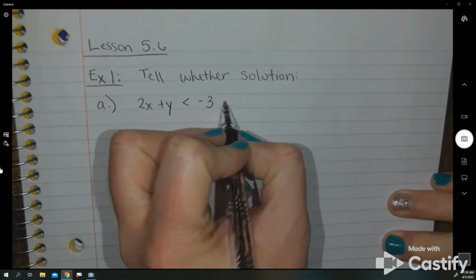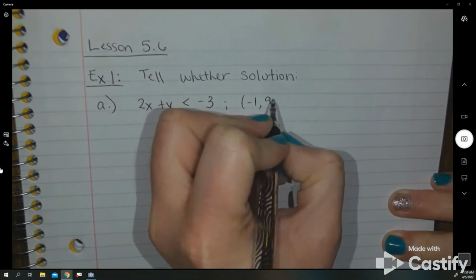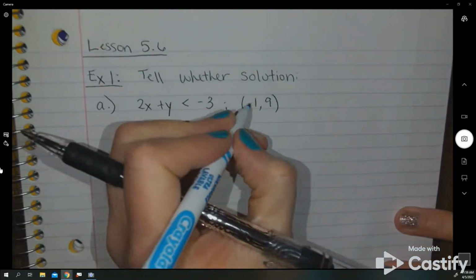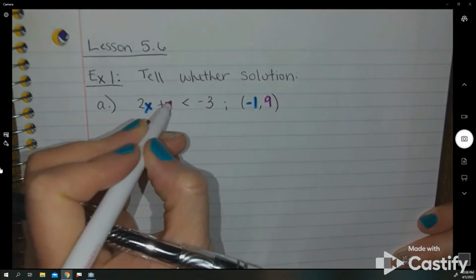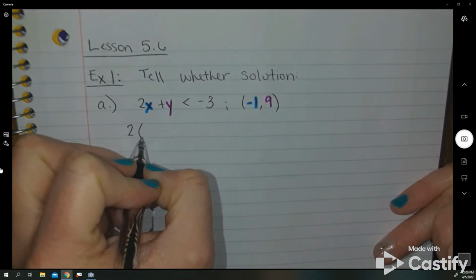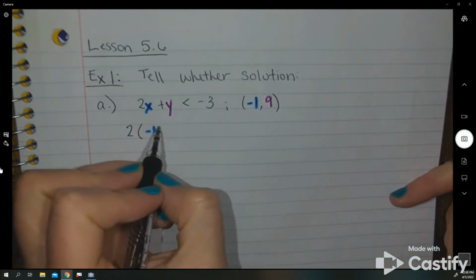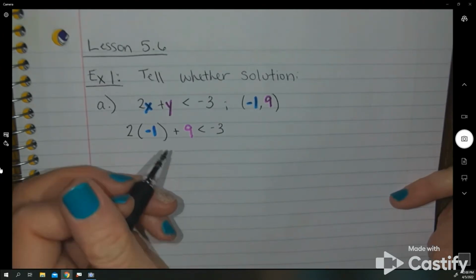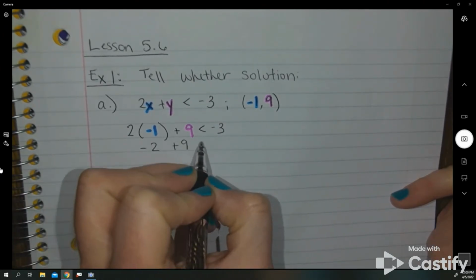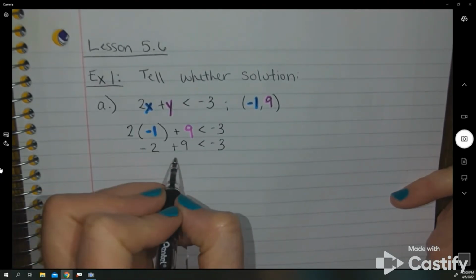So if I'm trying to test, I want to test to see if the point negative 1, 9 is a solution. So I'm going to plug in negative 1 for x, and I'm going to plug in 9 for y. So I have 2 times negative 1 plus 9 is less than negative 3. So we're going to simplify both sides. 2 times negative 1 is negative 2 plus 9 is less than negative 3. Negative 2 plus 9 is 7.